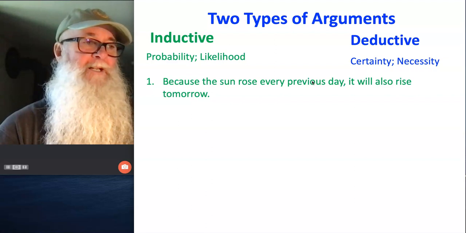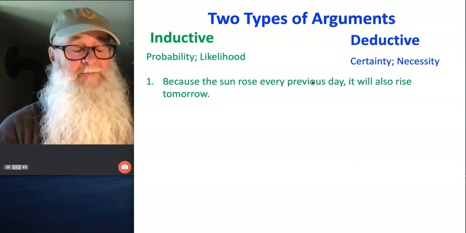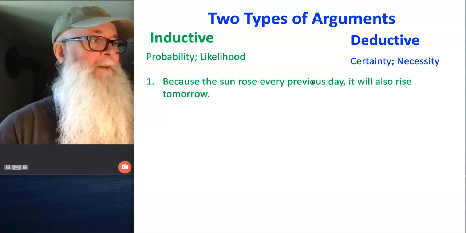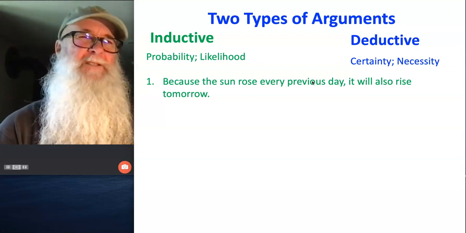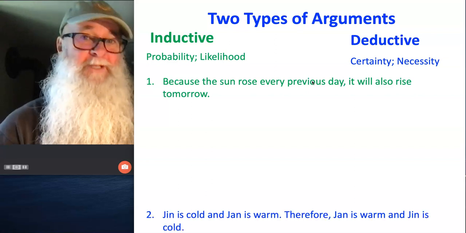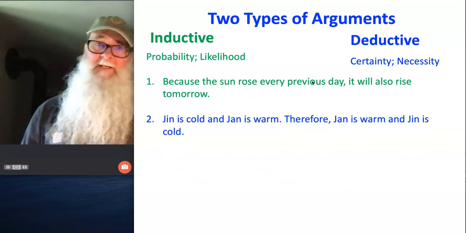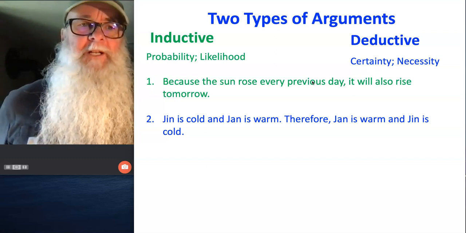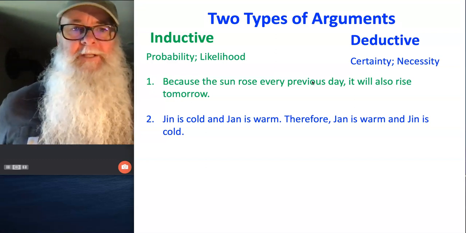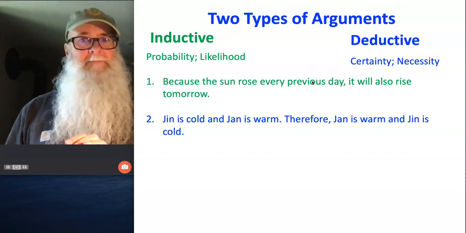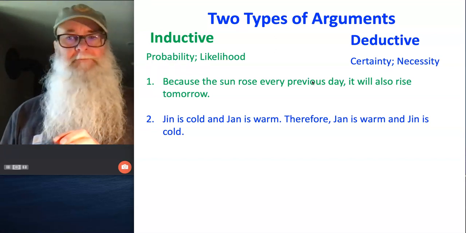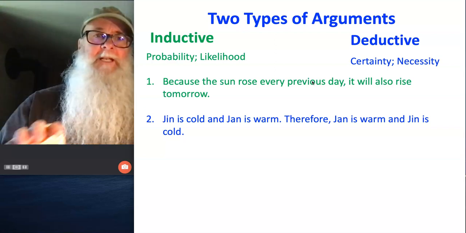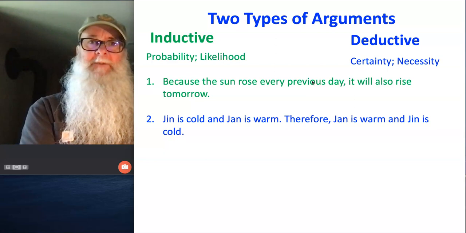Do I think the sun's going to come up tomorrow? Yeah. Am I really confident in that? Yes, I am. Am I certain about it? Well, no, I can't be certain about it because I don't know. Anything could happen. Put it that way. Number two, though, is a deductive argument. The premise is Jen is cold and Jan is warm, therefore Jan is warm and Jen is cold. And what you'll notice is that the premise statement is simply the same thing as the conclusion statement with the statements switched positions.